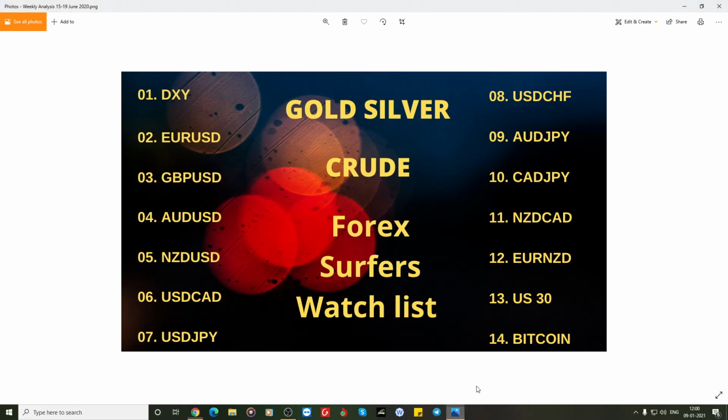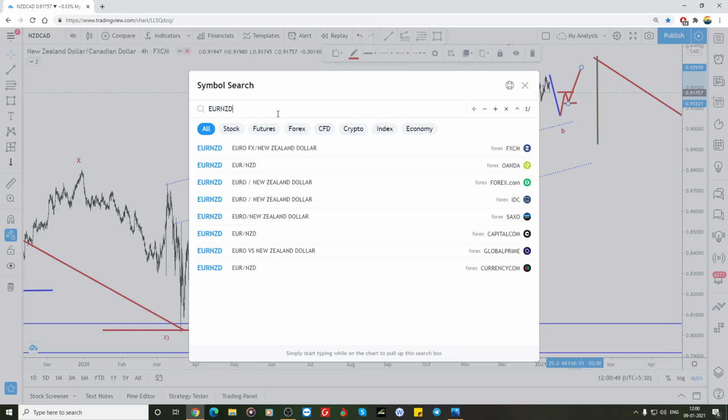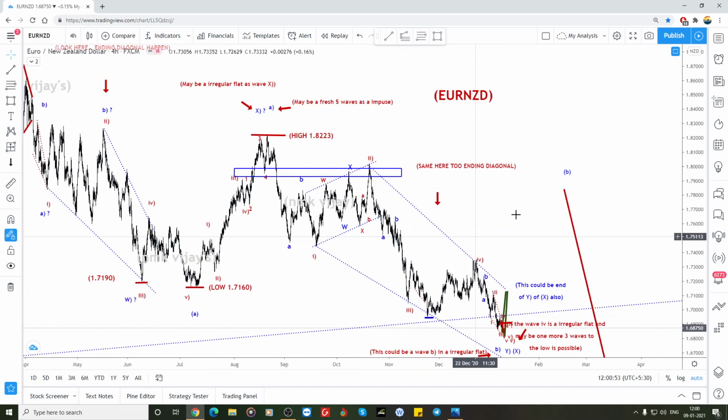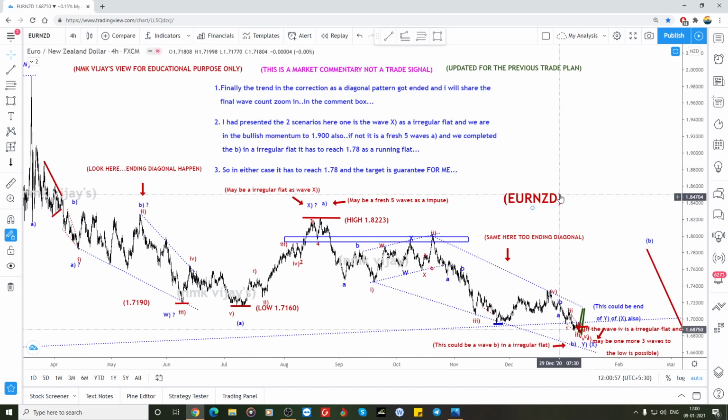So what else is next is Euro New Zealand. That is a beautiful trade, I think. And one more wave to the downside is also possible, but the bottom is nearing. So I have explained that and already posted it, so I no need to go through all those things.